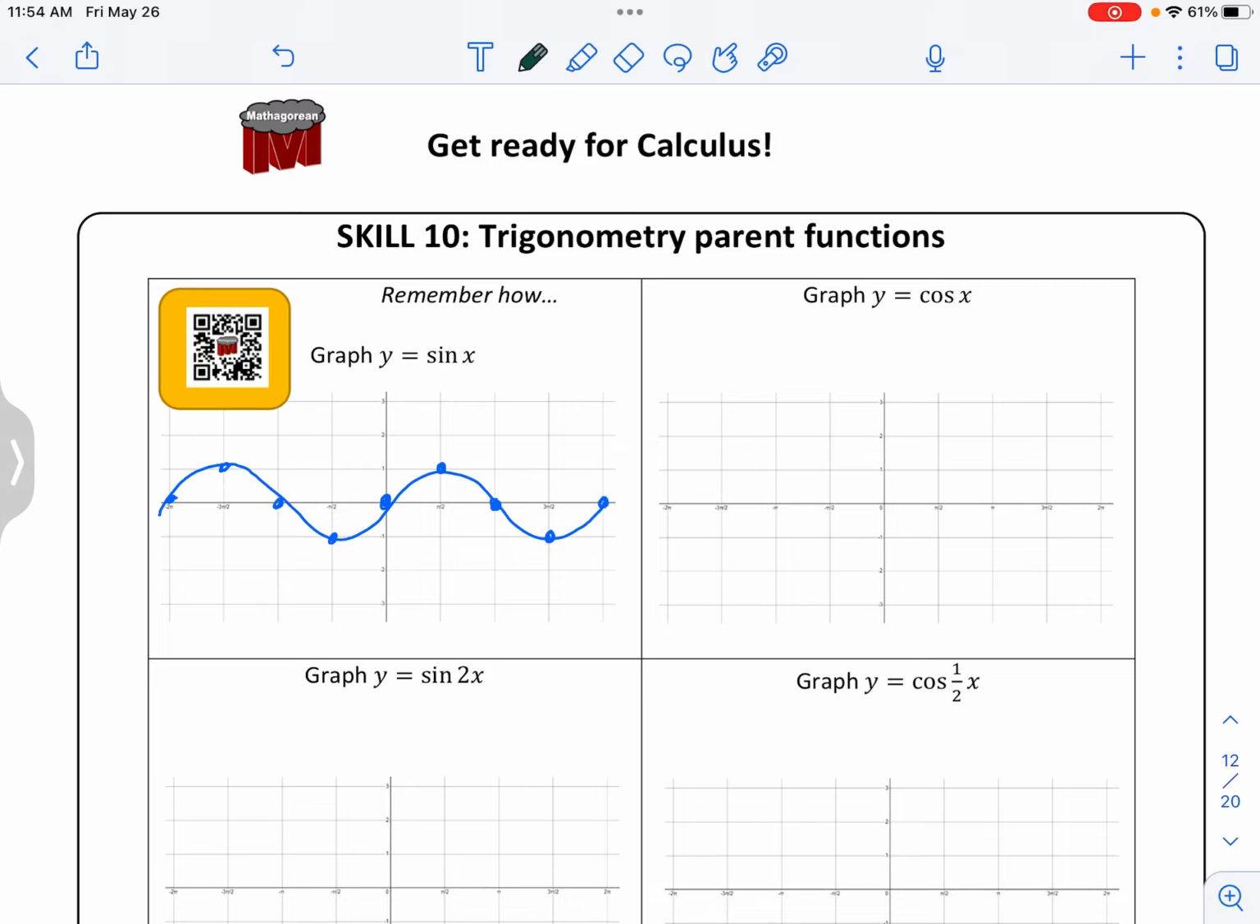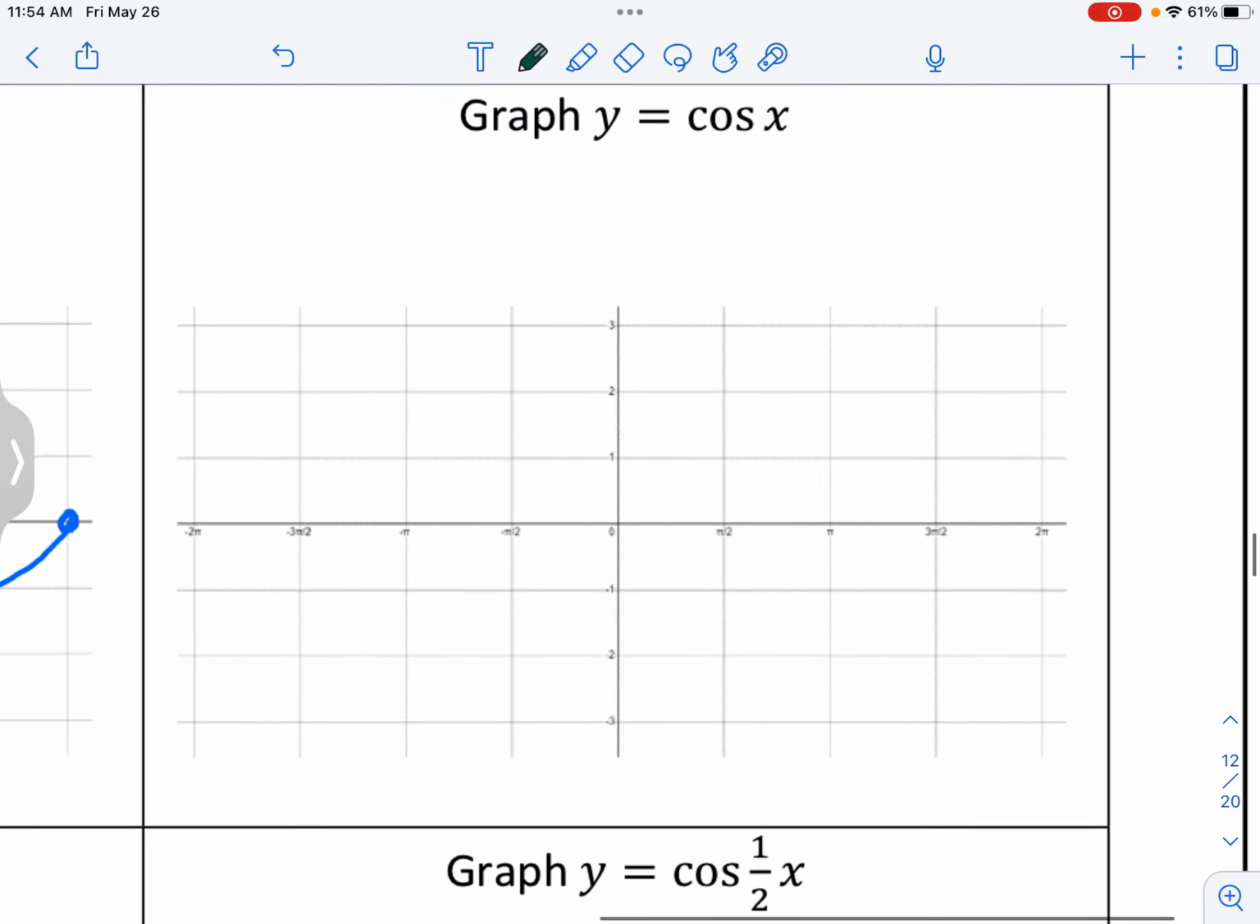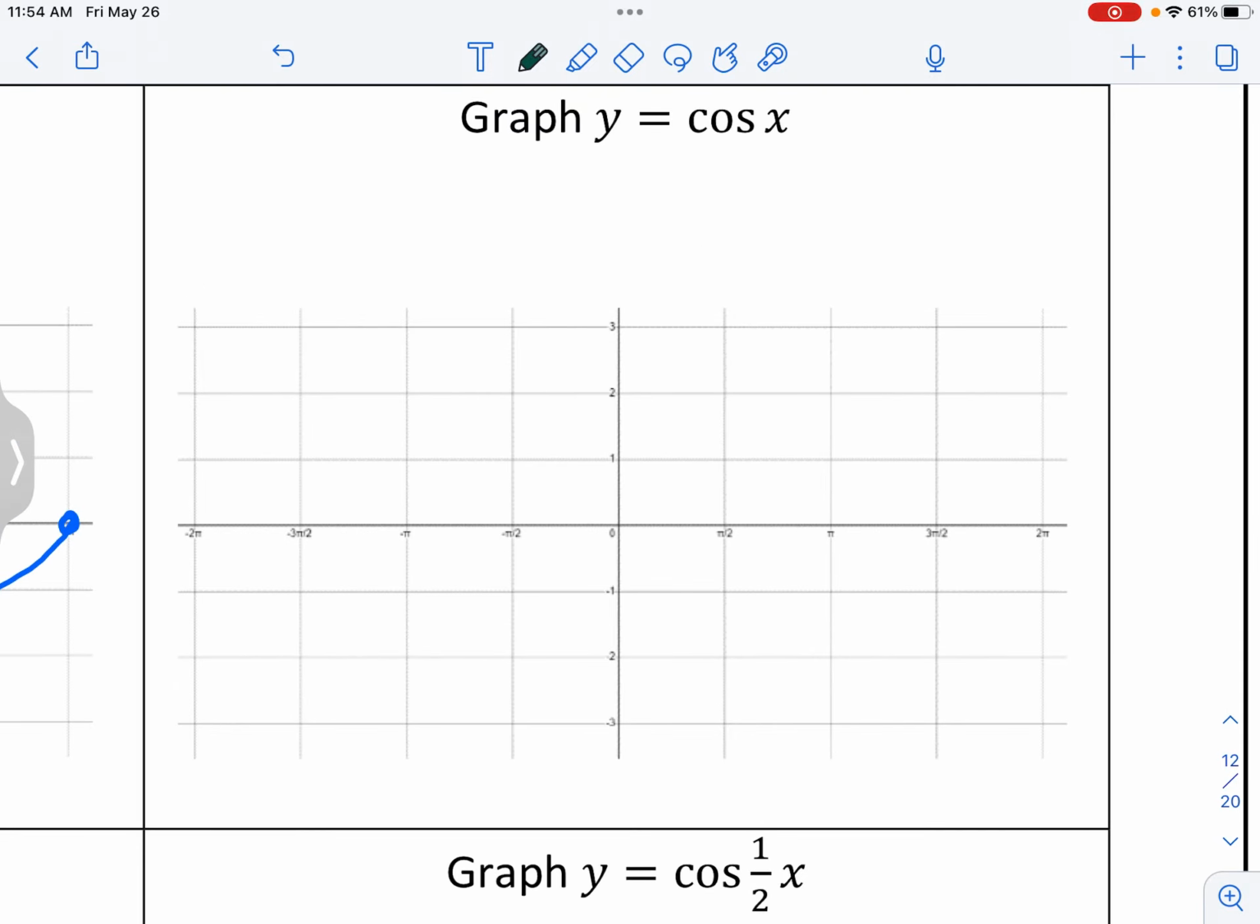This is Get Ready for Calculus Skill 10, Trigonometry Parent Functions. We've already done the remember how. We're going to pick up with the rest of the skill here.